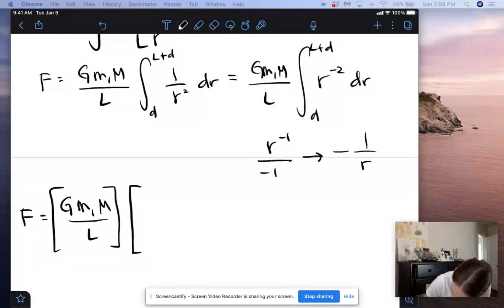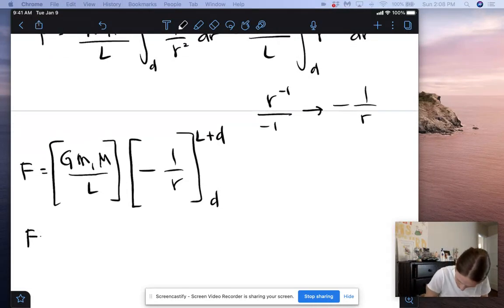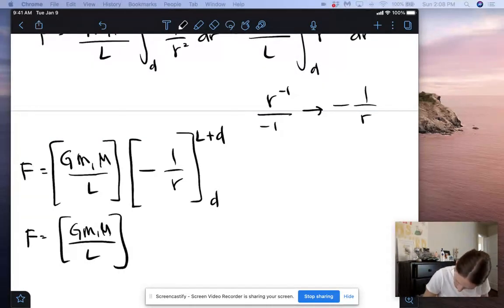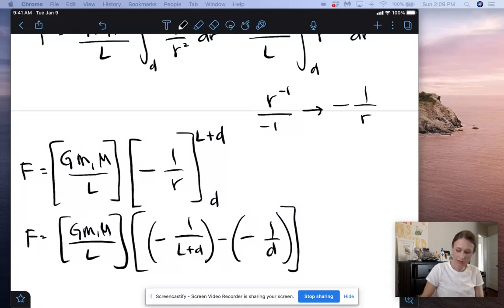We have negative 1 over r, evaluated from d to L plus d. So this becomes G m1 times M over L, and then we get final, which was L plus d, so negative 1 over L plus d, minus initial, which is d, negative 1 over d. And now we can plug in our numbers, finally.